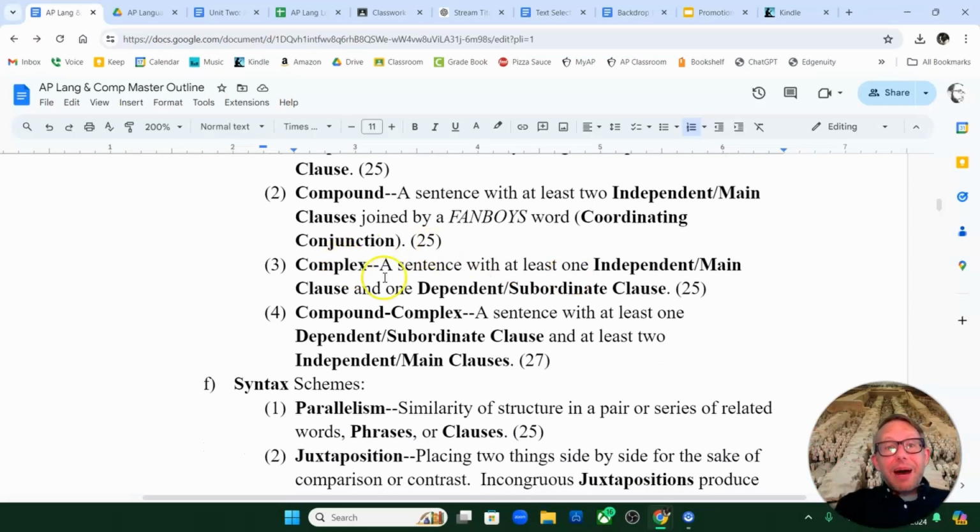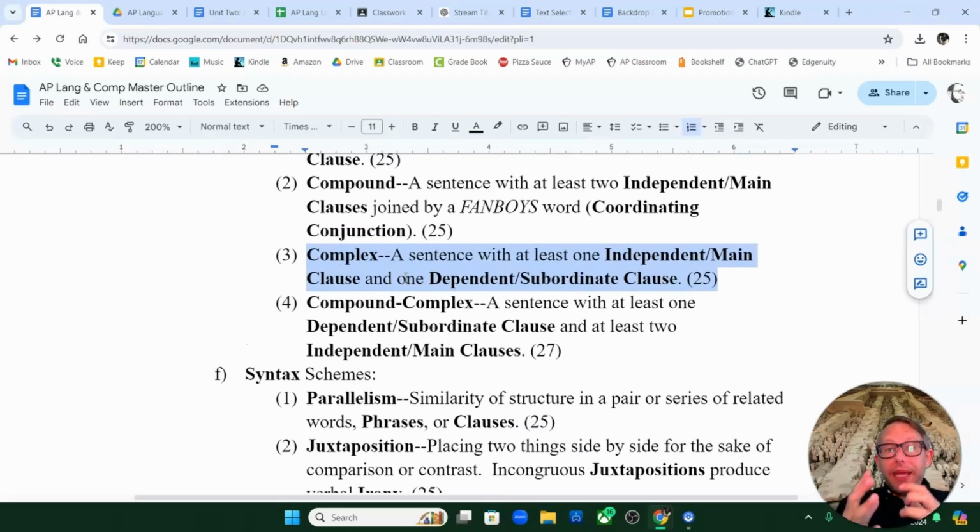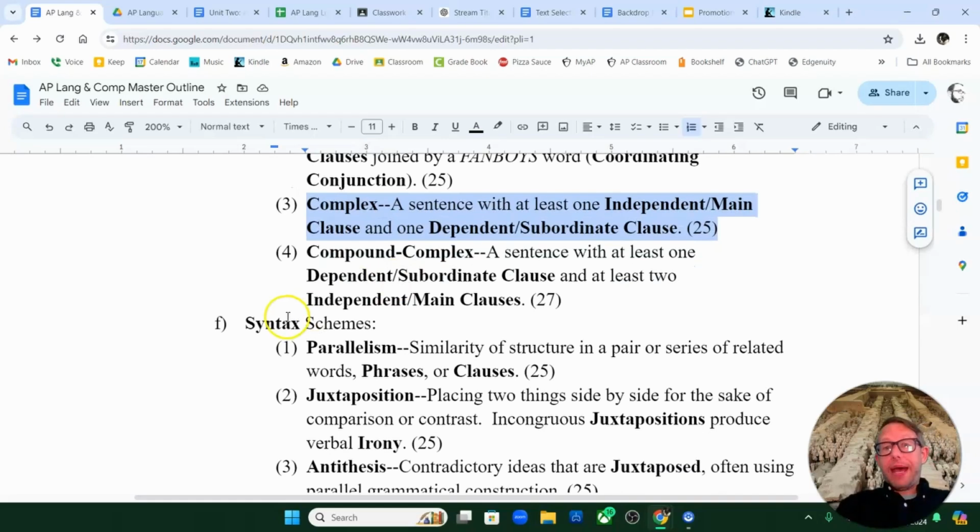But then, of course, we've got a complex sentence. So now it isn't two independent main clauses lumped together. It's an independent main clause and one of those dependent subordinate clauses. And I've given you that example. Because I went to the store, comma, I decided to buy candy. That's a dependent subordinate clause attached to an independent main clause. It is complex.